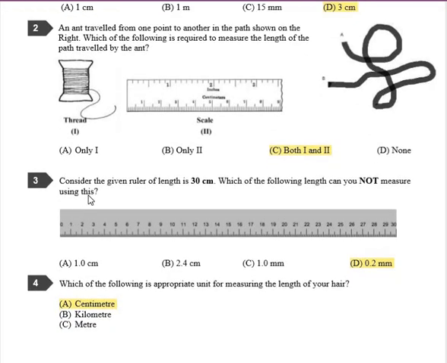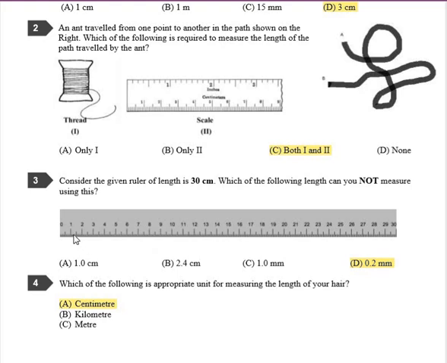Now coming to question number three. Consider the given ruler of length 30 centimeter. Which of the following lengths can you not measure using this? Here some lengths are given, so which one cannot be measured with the help of this ruler? The first one is 1 centimeter. Option B is 2.4 centimeter, then 1.0 millimeter, while the last is 0.2 millimeter. So the answer will be 0.2 millimeter.